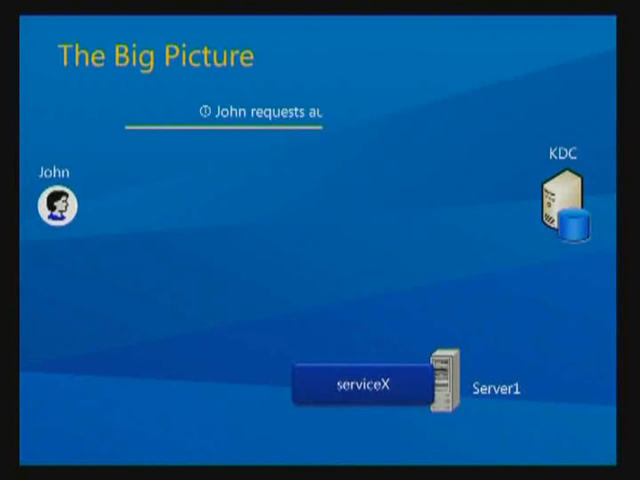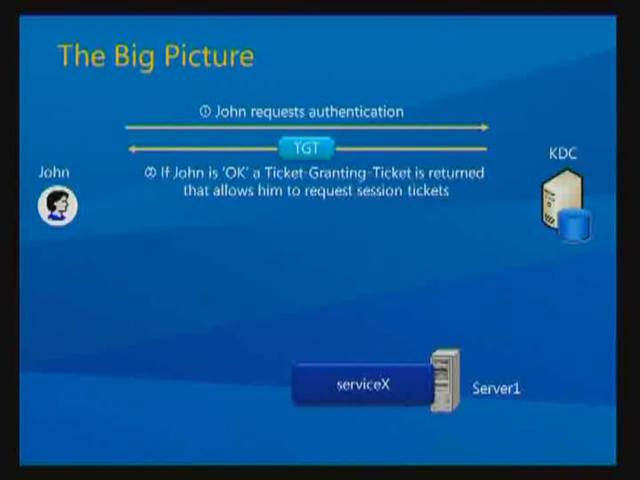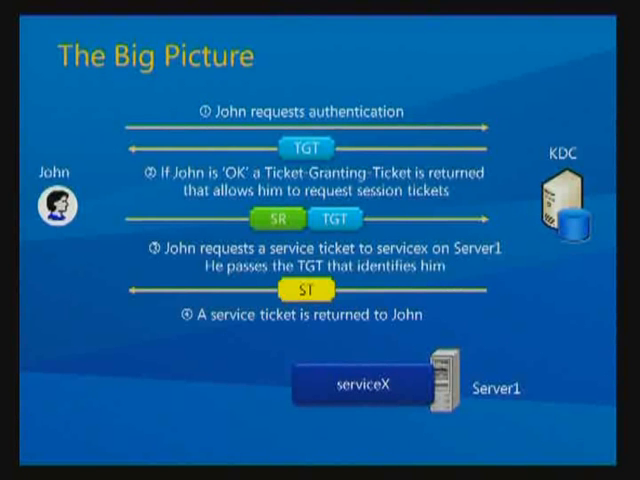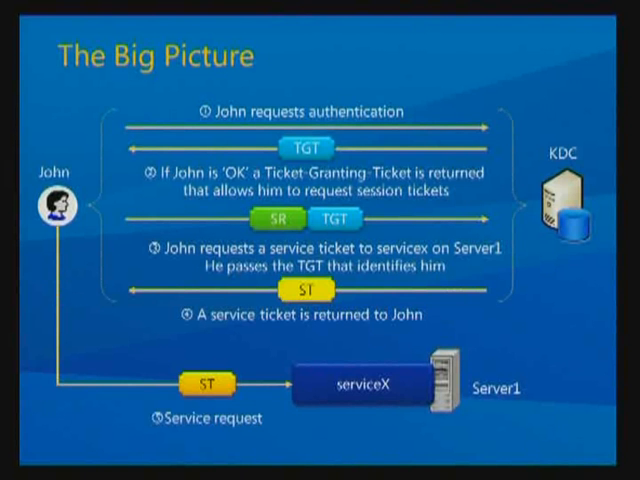Big picture. John requests authentication. The TGT comes back. We ask for a service ticket, and we pass back the TGT. The advantage of the TGT is the transaction is stateless, so I can go back to any KDC. I may have got my TGT from one KDC, but I can go back to a different KDC for the service request. The ST comes back, all right? That is only valid between John and server 1.